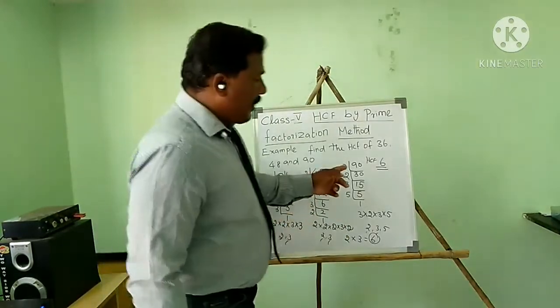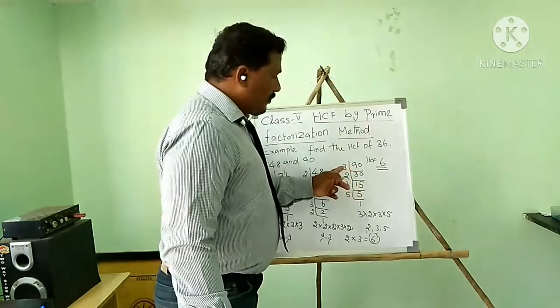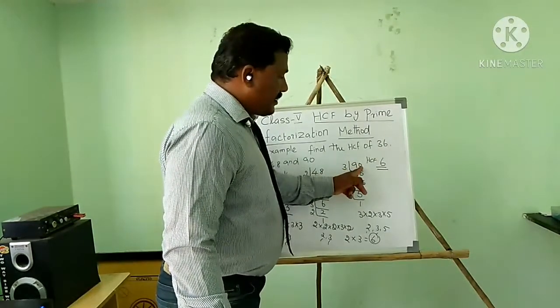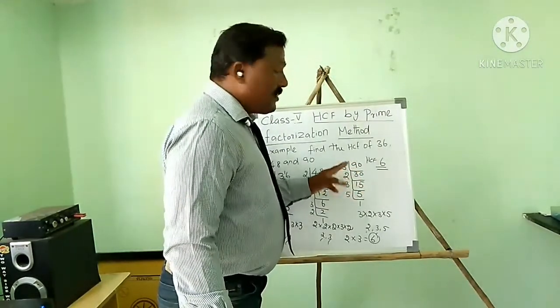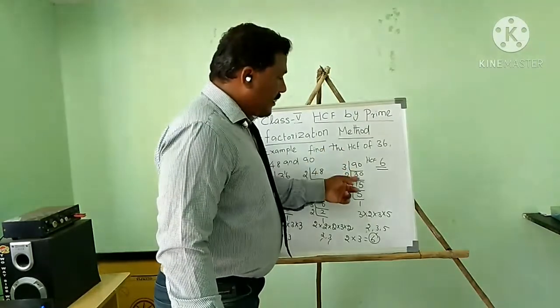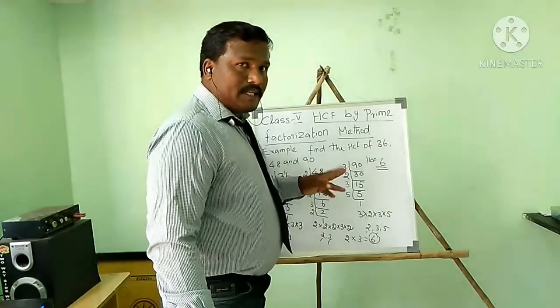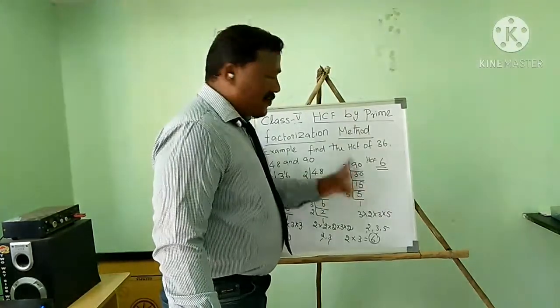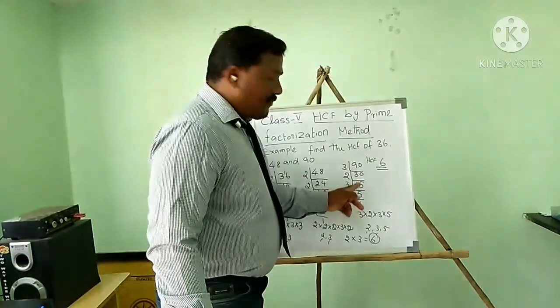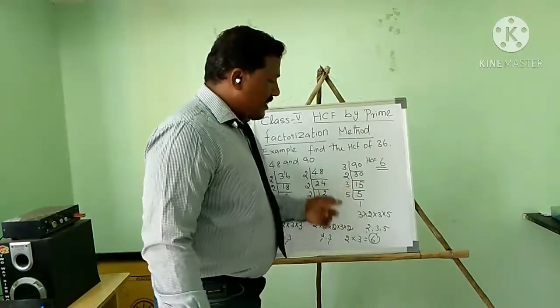Okay, then we have to find out this other number, 90. So 90, the last digit is 0 now, so we can divide by 5 and 3 also. So 3 30s are 90. Okay. So 2 15s are 30. Then 3 5s are 15. 5 1s are 5. These are all the factors.